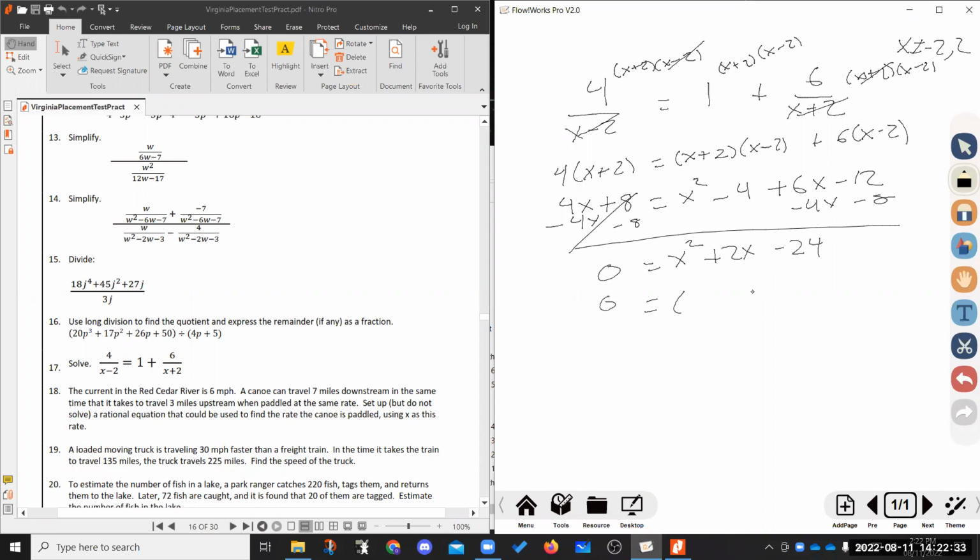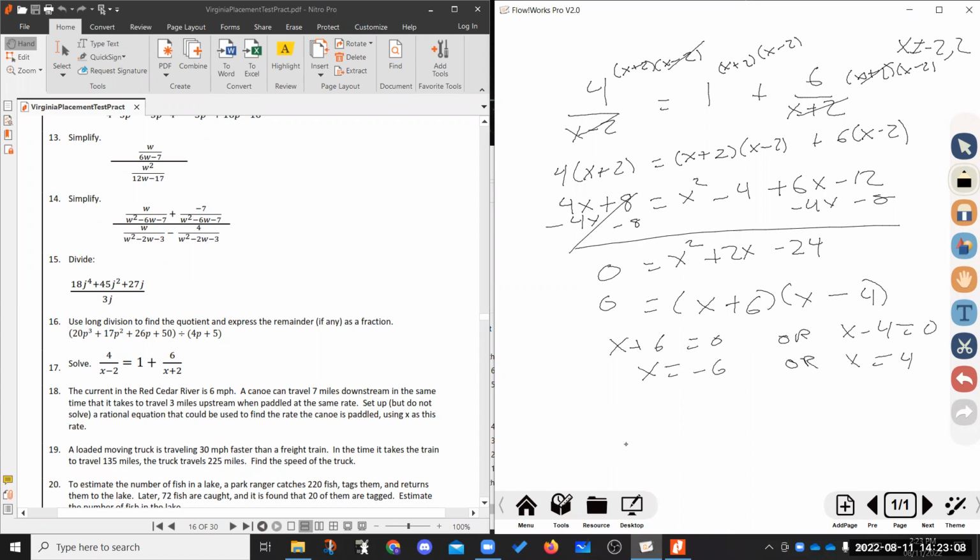So let's factor. Factors of 24 that have a difference of 2 are 6 and 4. The 6 needs to be positive, the 4 negative. So x plus 6 equals 0, or x minus 4 equals 0, x equals negative 6, or x equals positive 4. Neither of those are negative 2 or 2. We should go back and check our answers, though, to make sure that they actually work.